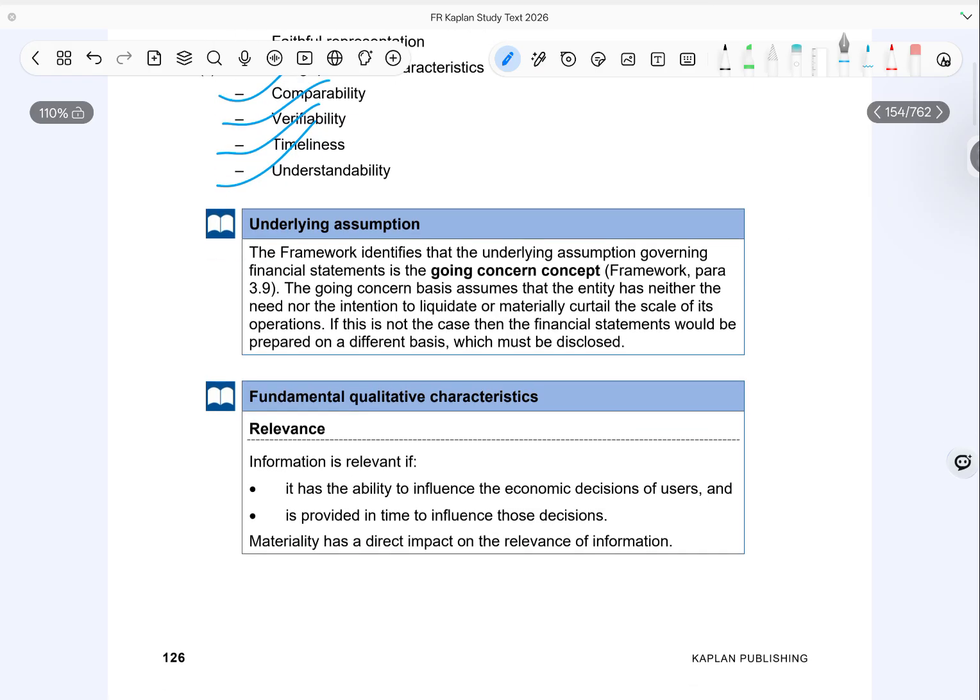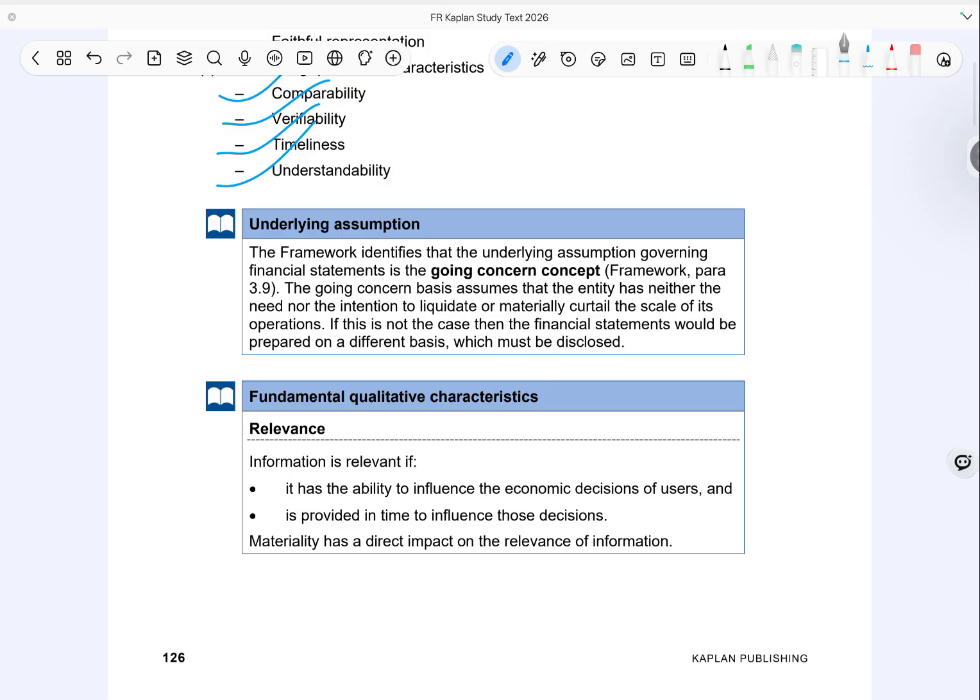Now let's look at the underlying assumption, which is the going concern. Before preparing financial statements, accountants make one very important assumption. It's called the going concern assumption. Imagine you own a restaurant. When preparing this year's accounts, you assume that the restaurant will continue operating next year. You don't assume that you are going to close it tomorrow. That's exactly what the going concern concept means. It assumes that the business will continue operating in the foreseeable future and has no intention or need to shut down or significantly reduce its operations. If this assumption is not true, then the financial statements must be prepared on a different basis and the fact must be disclosed. An easy way to remember this: going concern means the business is here to stay.